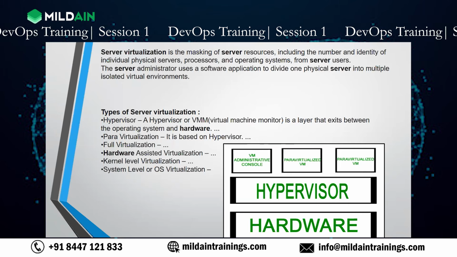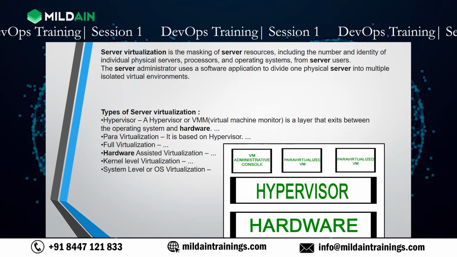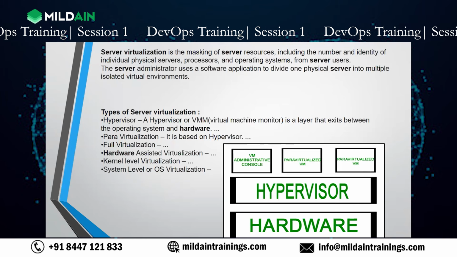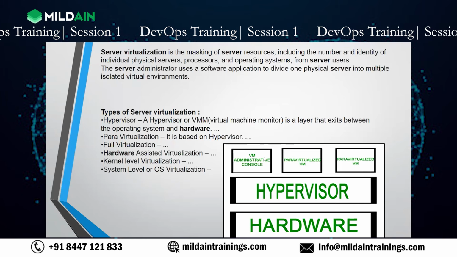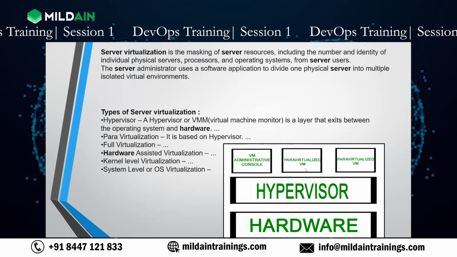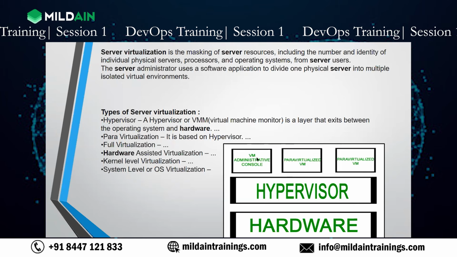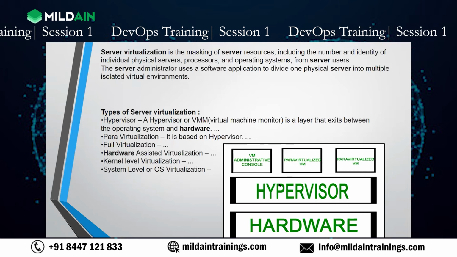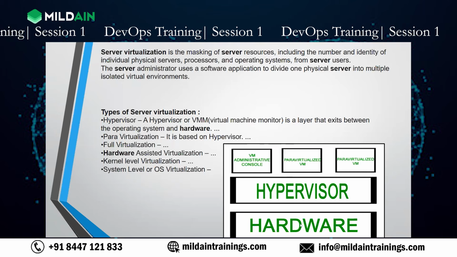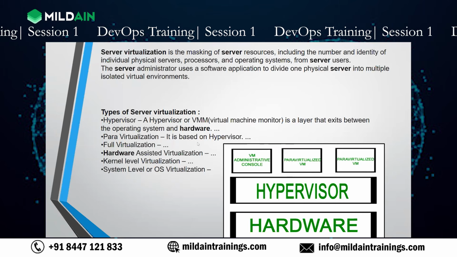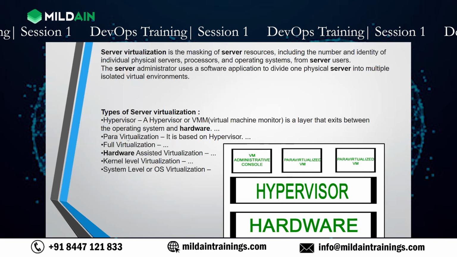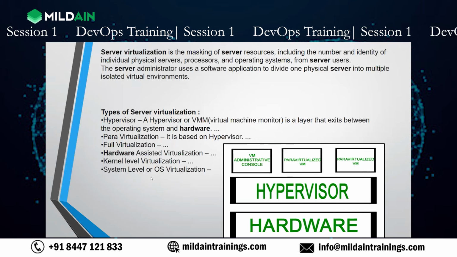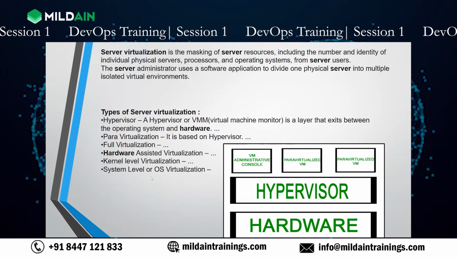So, virtualization which is based on a hypervisor. If you see in this figure, we have the VM administrative console, para virtualized VMs, and the hypervisor and hardware. The administrative console and para virtualized VMs interact through the hypervisor layer, and then they go to the hardware. So these are the different types: para virtualization, full virtualization, hardware assisted virtualization, kernel level virtualization, and system level or OS level virtualization.